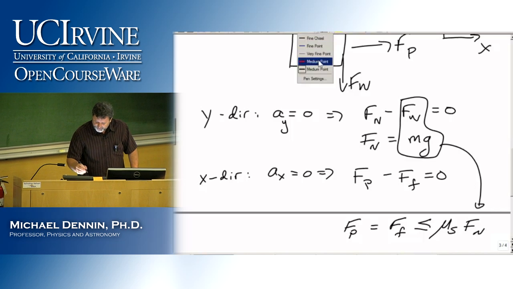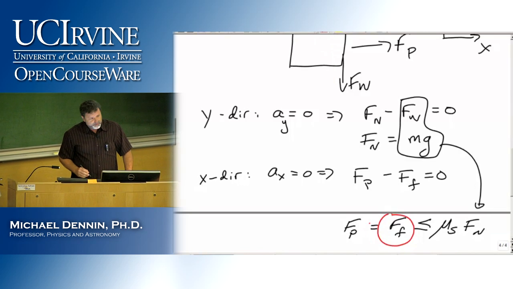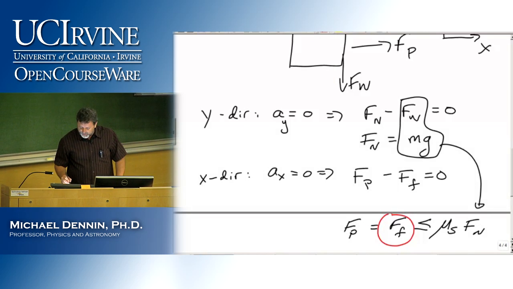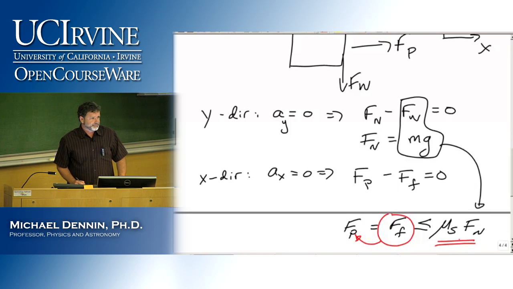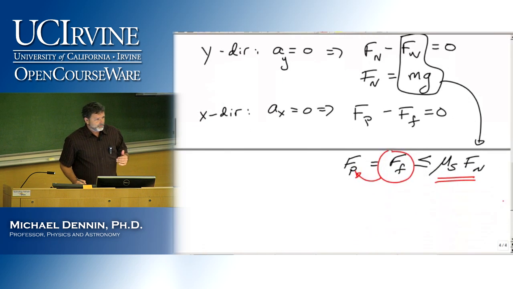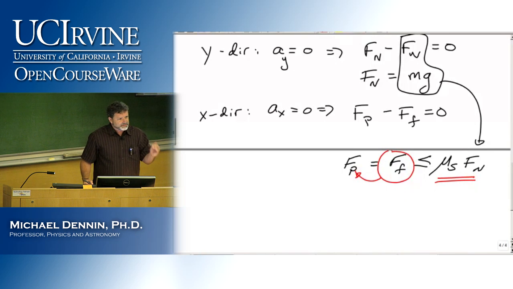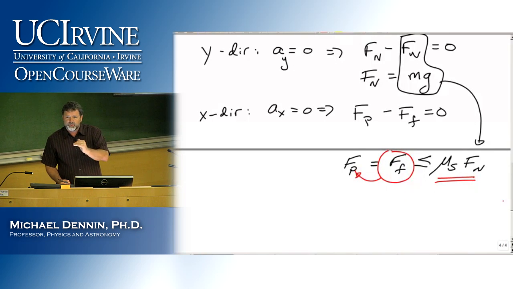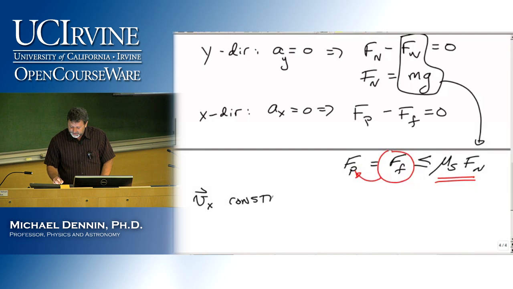This force of friction is able to cancel out whatever pulling I apply until I reach my maximum. Then it moves. And once it moves, whether I am accelerating or have constant velocity, I now have to use kinetic friction. And in this case, it starts to move with velocity in the x direction that's constant once it's moving.